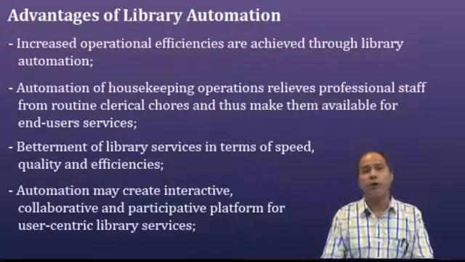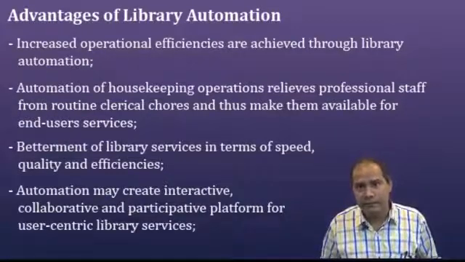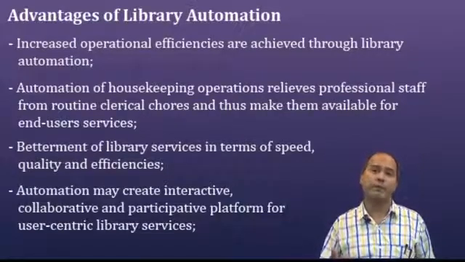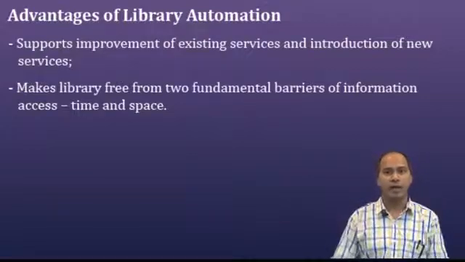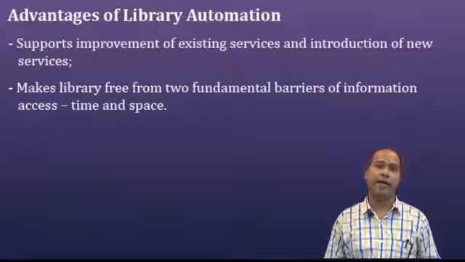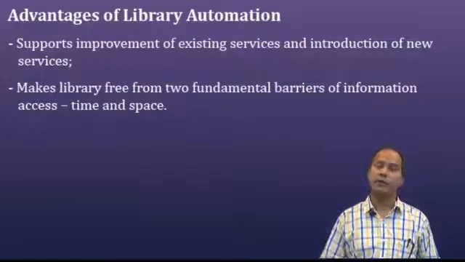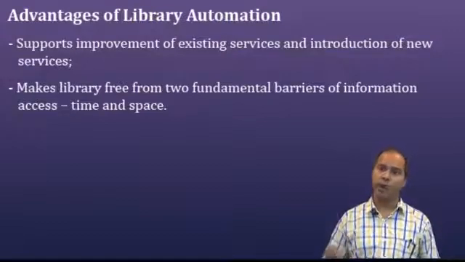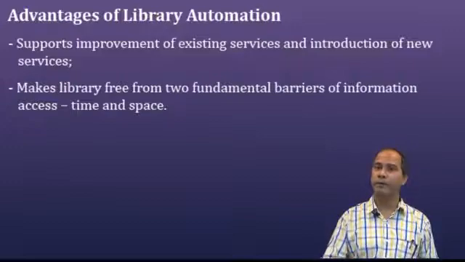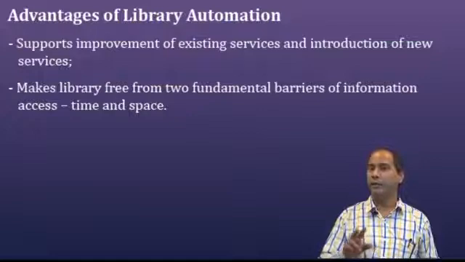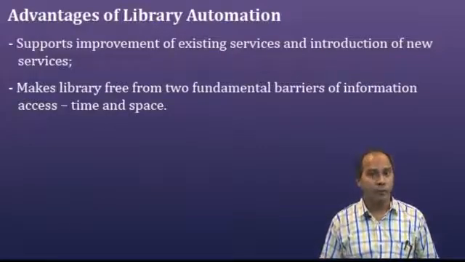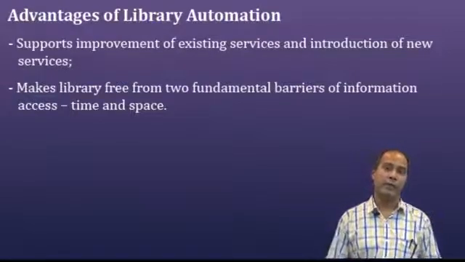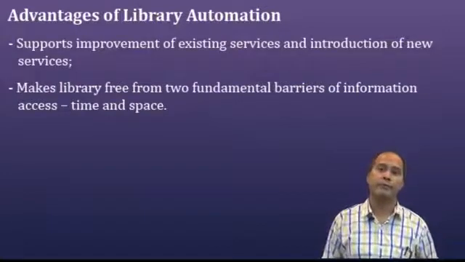Another important advantage of library automation is that a library automation system helps us get rid of two fundamental barriers of information access, that is time and space. A web-enabled library system allows access at any time, from anywhere and by anyone. So your library server is kept open in 24/7 mode. That means any user from anywhere at any point of time can search your library catalog if it is available on the web, and thereby users are getting rid of the two fundamental barriers to information access, time and space. So you can say an automated library system, if it is available on the web, is free from the two fundamental barriers, time and space.